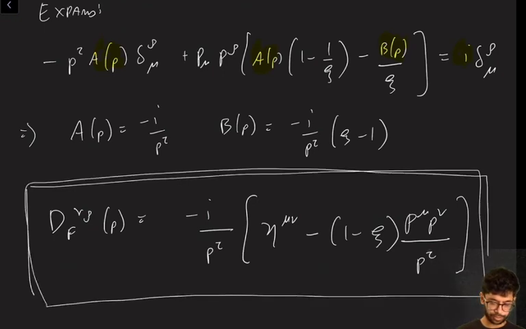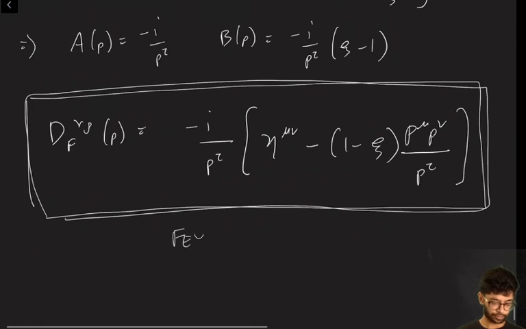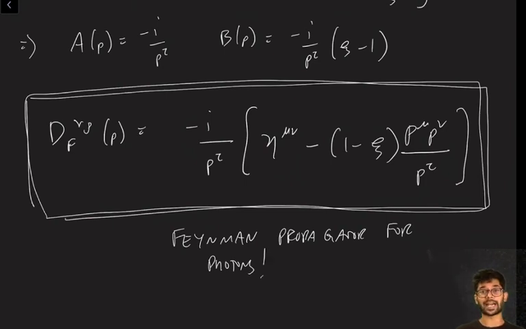So this formula right here is the Feynman propagator for photons, which you have seen before, but now which we have very carefully derived from first principles in quantum field theory. Okay, so that pretty much closes the story.